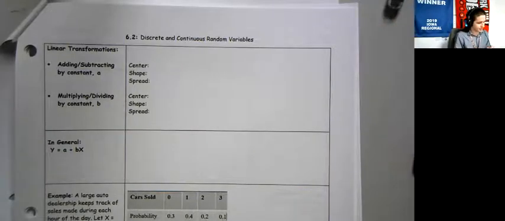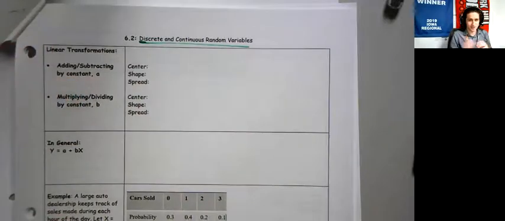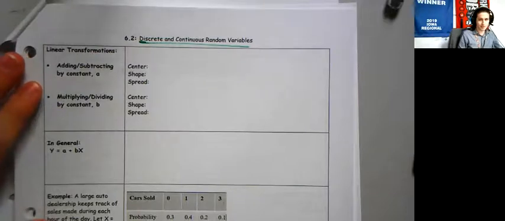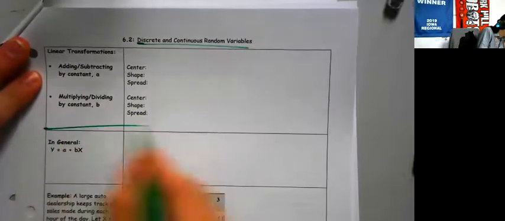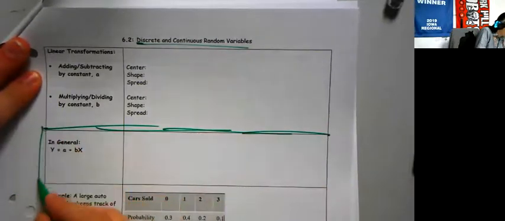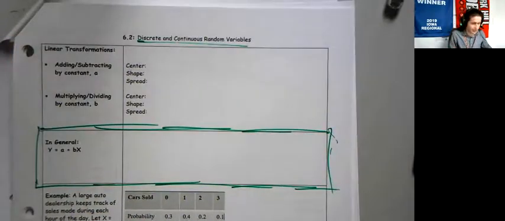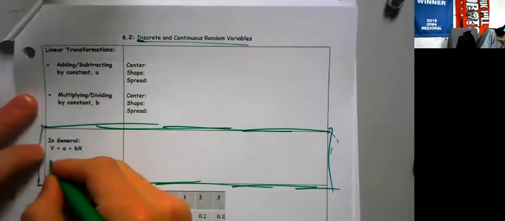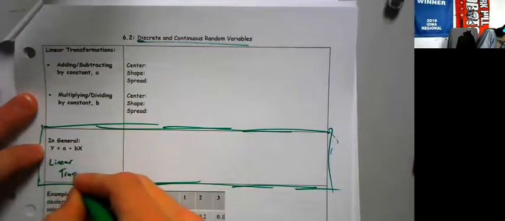So we're talking today about discrete and continuous random variables. It seems an innocuous title, but there's a lot in there, right? We're talking about two pretty big topics, and these are things that don't show up on your formula sheet. So very first thing, we're gonna put a big old box around this. These are things that aren't on our formula sheet, so they're challenging. What is this thing below? It's a linear transformation.